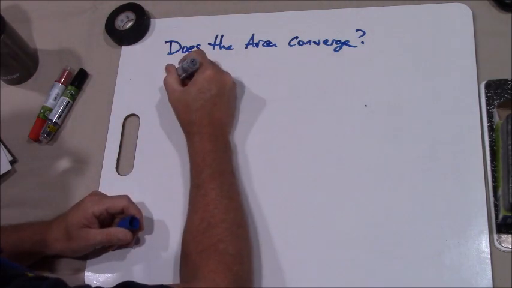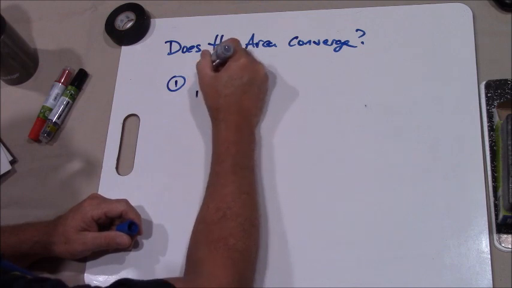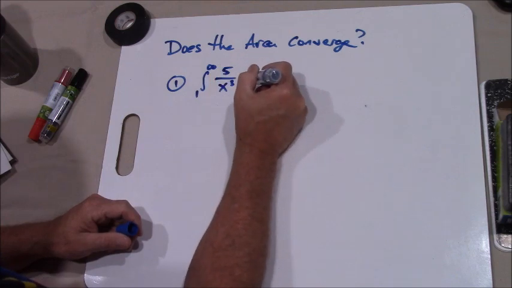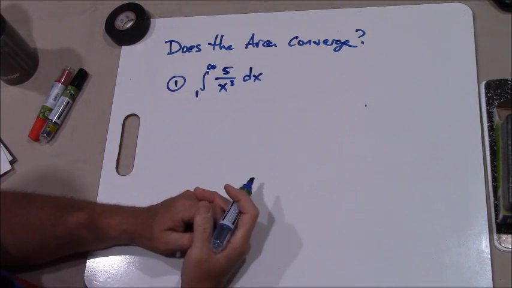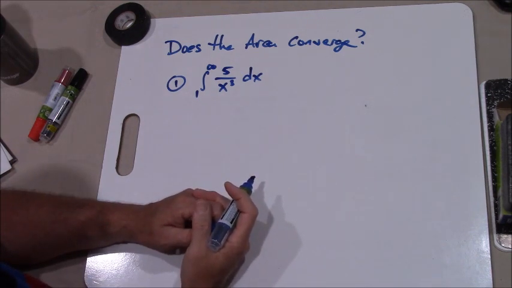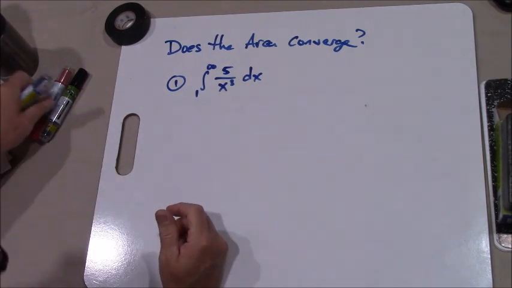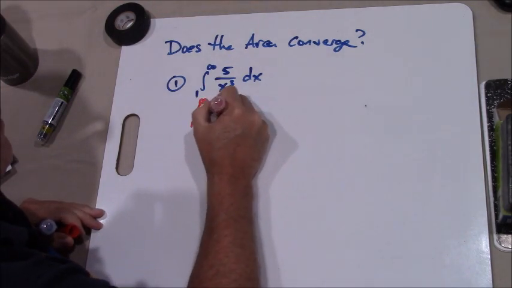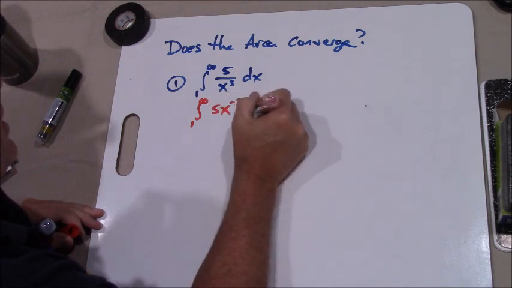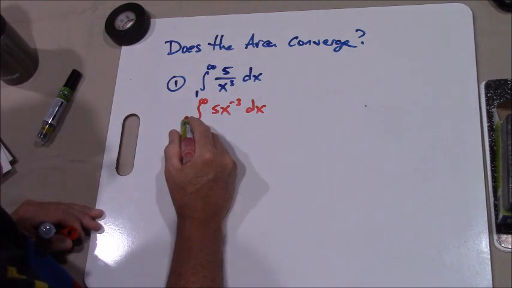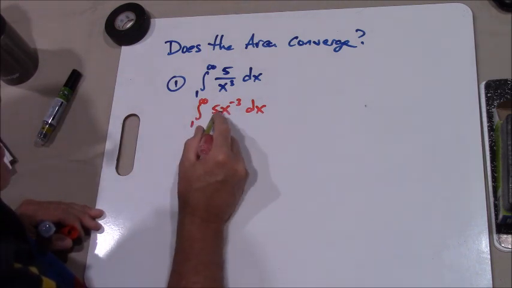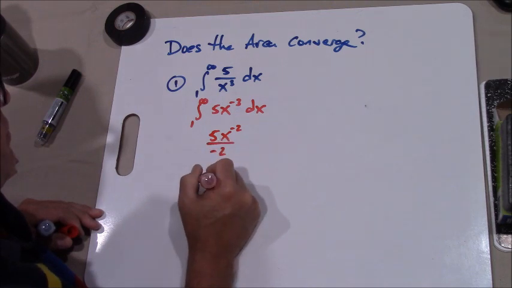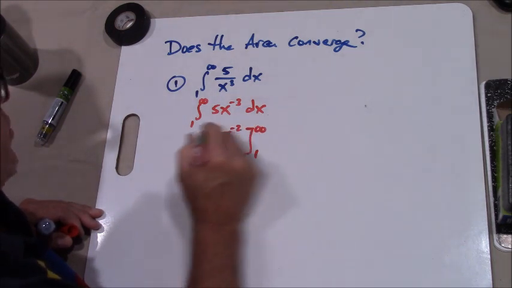So let's take a look at a problem here. Let's say I've got the integral from 1 to infinity of 5 over x cubed dx. And so when I look at this, I'm just going to think, let's just solve it in the normal way. Okay, I would probably rewrite this as the integral from 1 to infinity of 5x to the negative third dx. I could move that 5 to the outside if I want, but I'll just leave it there. And so now what I want to do is add 1 to the exponent. So that'd be 5x to the negative 2. Divide by the new exponent. And then evaluate that from 1 to infinity.